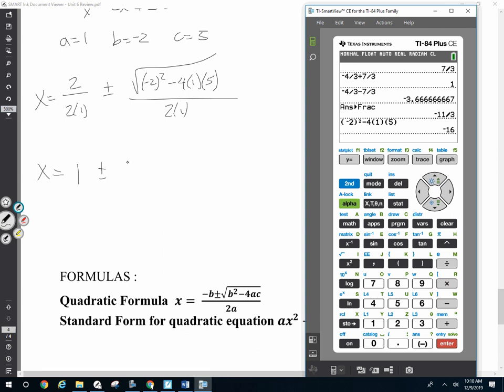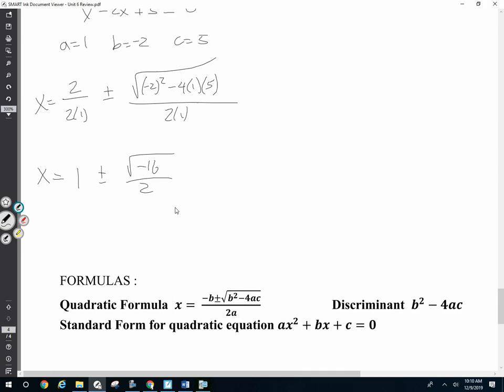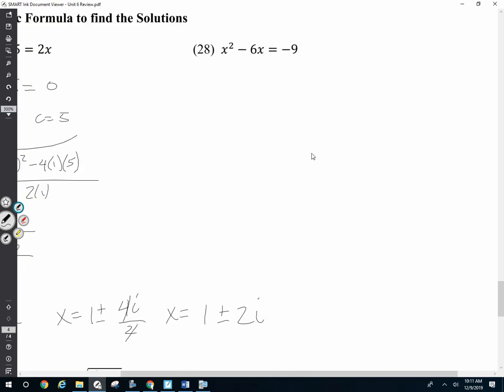Negative 16. I got the square root of negative 16 divided by 2. Well, now we have a complex number. We know that we can write this as root 16 times root negative 1. Root 16 is 4. Root negative 1 is i. So I have x equals 1 plus or minus 4i over 2. That's the same as 1 plus or minus 2i. 4 divided by 2 is just 2. Okay? Last one.